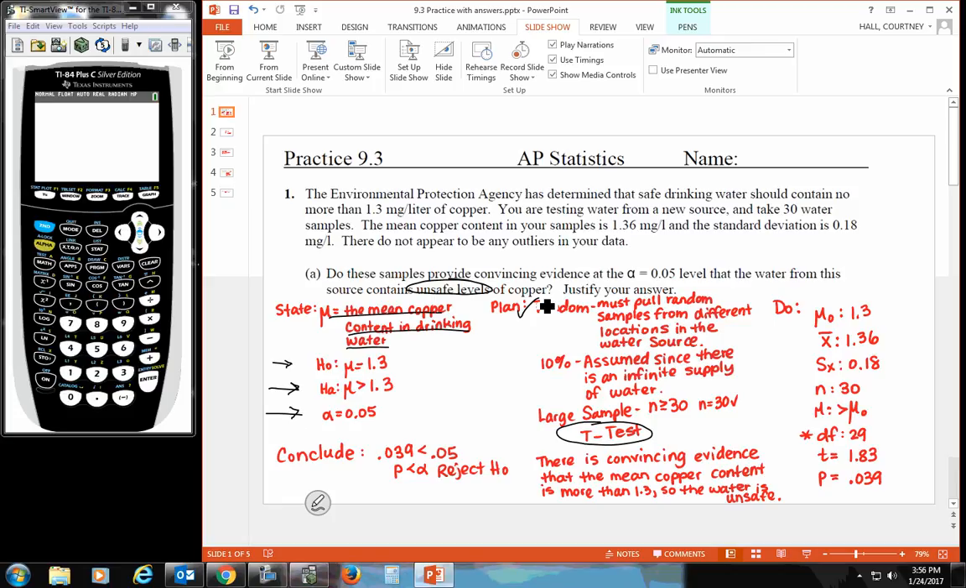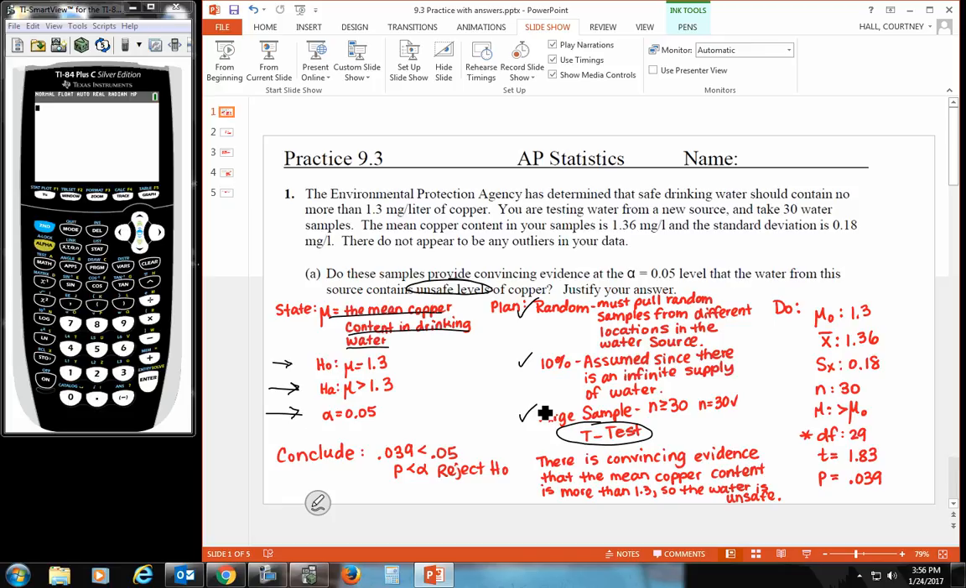Kind of have an infinite supply of water because as it rains, it's going to fill it back up and things like that. So it's really assumed that these 30 samples is going to be less than or equal to 1/10 of all the water in the world. And then the large sample this time is actually met because you're taking 30 samples. So n is greater than or equal to 30. So we could stop right there.